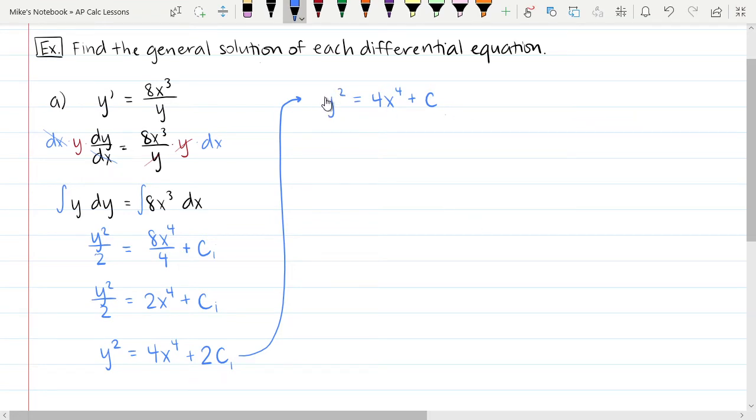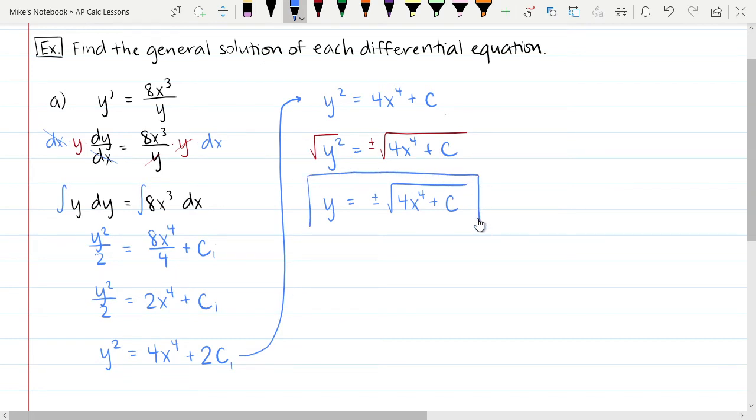Well, that means I do need to take the square root of both sides. Let me do that on a separate line. So I'm going to take the square root of both sides. But remember, if I'm taking the square root while solving, I do need plus or minus. So that means we get finally y equals plus or minus the square root of 4x to the 4th plus c. And that right there is our general solution to this differential equation. And again, this was referred to as the separation of variables right here.